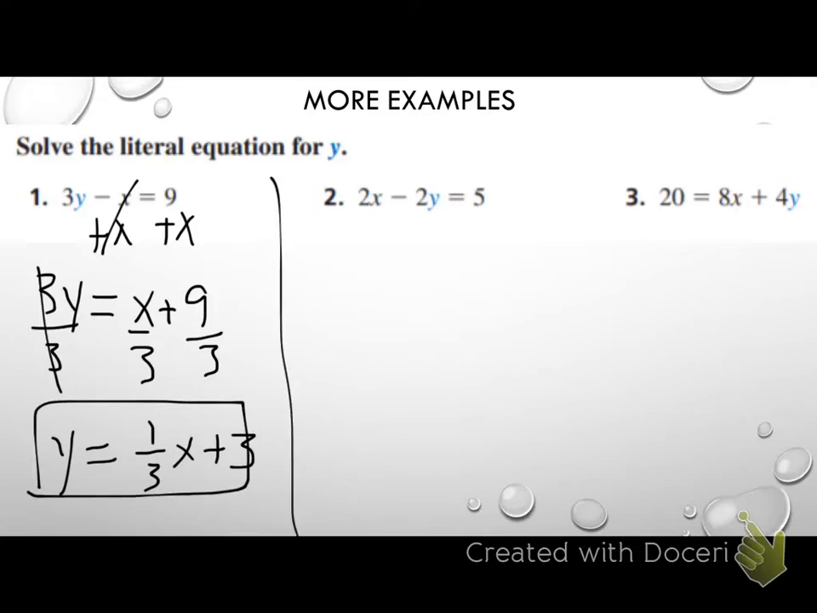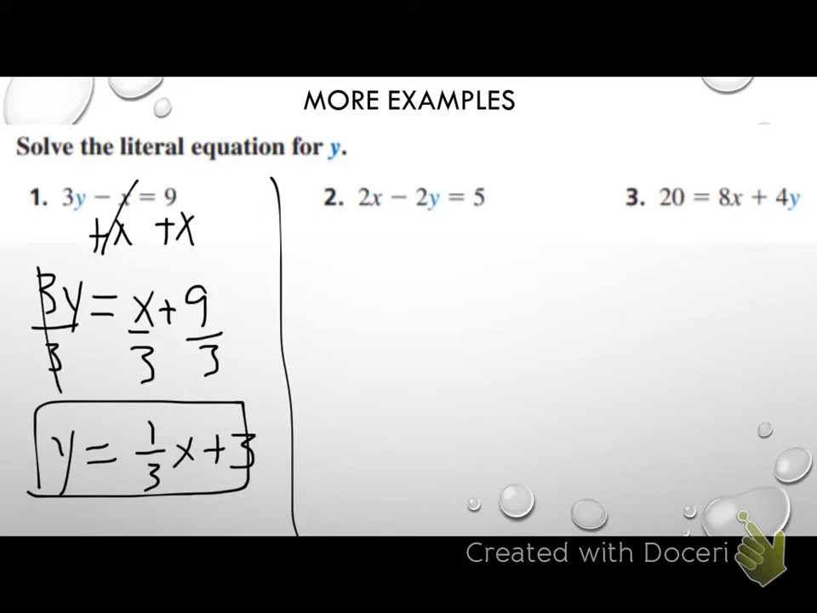Questions on number 1? We okay still? Okay, number 2. Am I moving too fast for anybody? I can slow down if I need to. Number 2: 2x minus 2y equals 5.